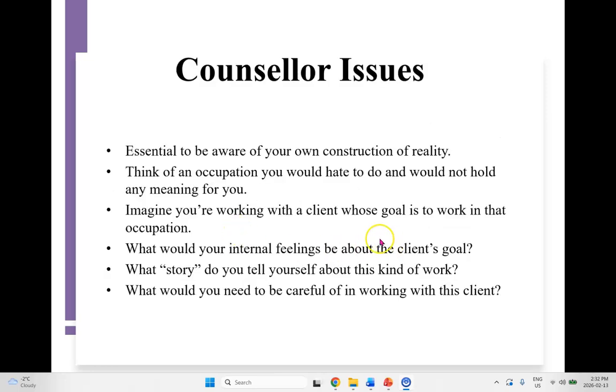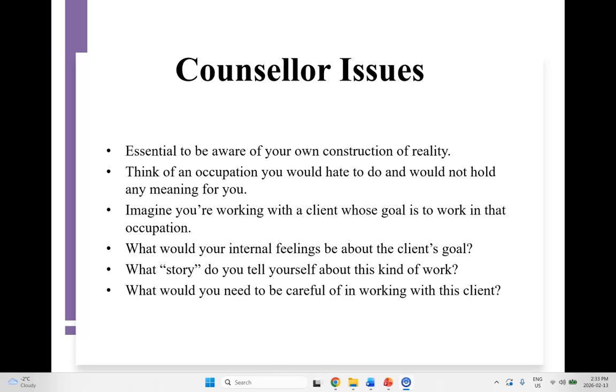So those are the general ideas of constructivist and narrative approaches. I really like these particular approaches. Especially love activities like the Lifeline and some of the others that are outlined in the chapter. So, in terms of your own work and applying this particular framework, it's really essential to be aware of your own construction of reality. And we've talked about this, I'm sure, in previous lectures.